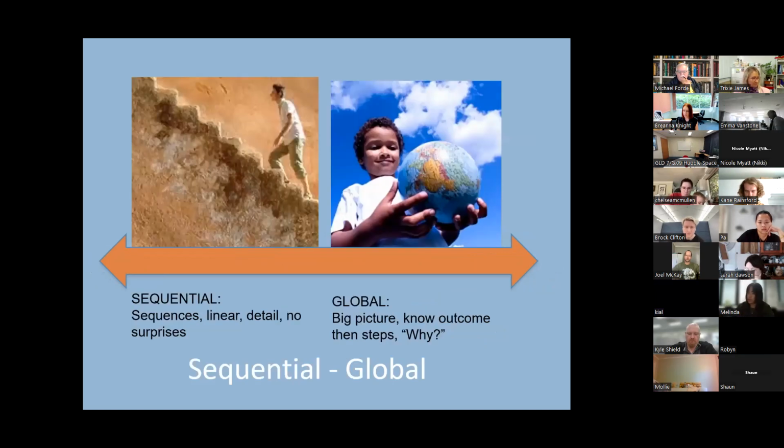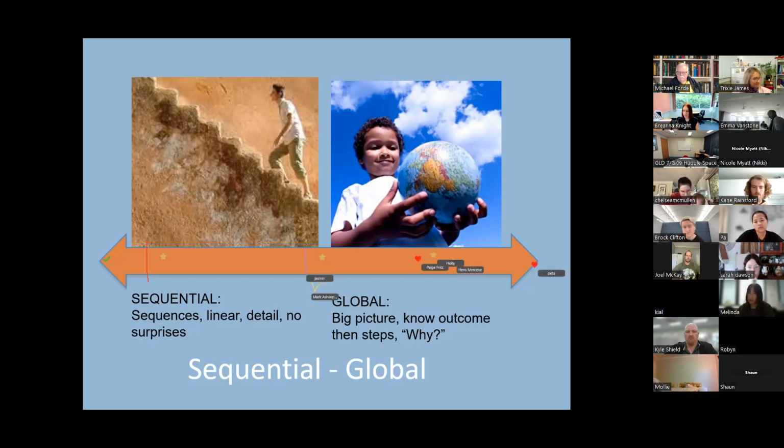Next up, we have sequential and global learners. So possibly the pictures here, I hope, will help you understand this a little bit. Sequential learners like that step-by-step, linear detail. That's how they like to figure things out, one by one by one. Global learners are big picture people. They like to see the big picture, the big why.